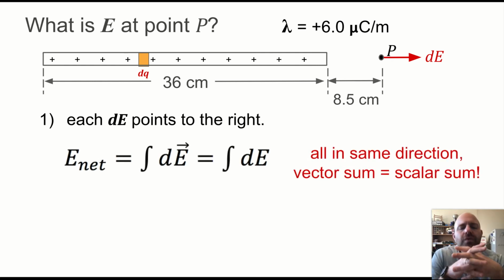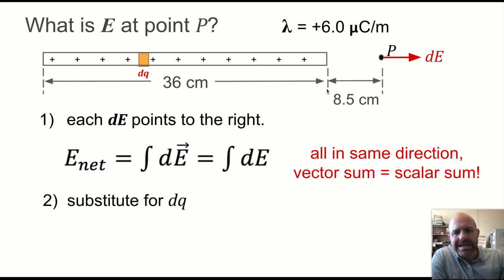That means we can drop the vector nature because we know every bit of this positive charge is going to create a vector to the right at point P, and we can simply add up their magnitudes to get the total magnitude of the electric field. Now we need to substitute that dq, because as we talked about before with mass and center of mass and moment of inertia, you can't really differentiate 1 kilogram of matter from another. Similarly, what's the difference between one elementary charge and another? They are fundamental. They don't look different.